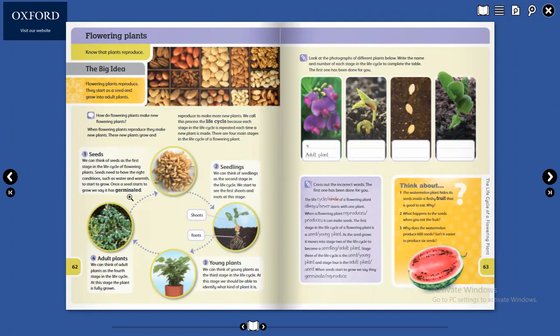So there are four stages here. You can see the pictures and the detailing as well. Number one is seed. Number two, seedlings. Number three, young plant. Number four, adult plant.